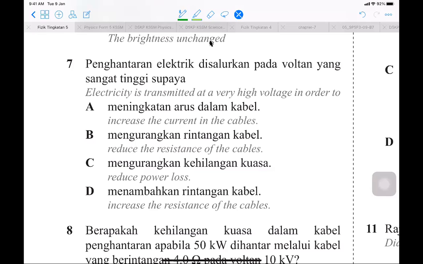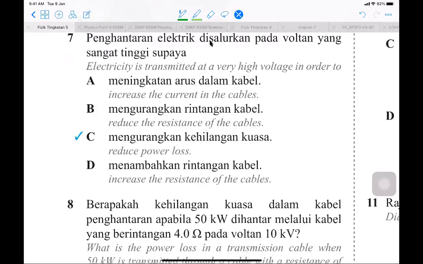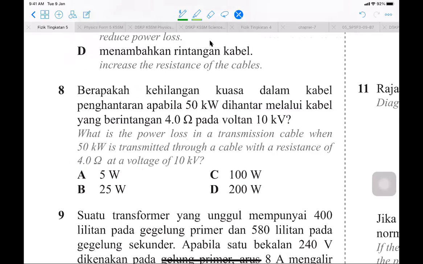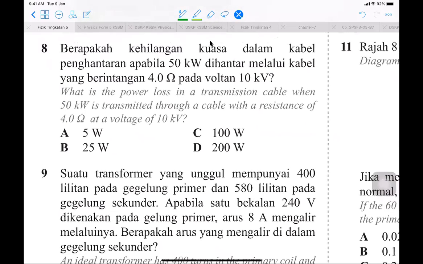C. Okay, check. Yeah, answer is C. Yes, number 7, the answer is C. Electricity is transmitted at a very high voltage in order to reduce power loss. Memang itulah dia punya reason. Okay, number 8. Question number 8.